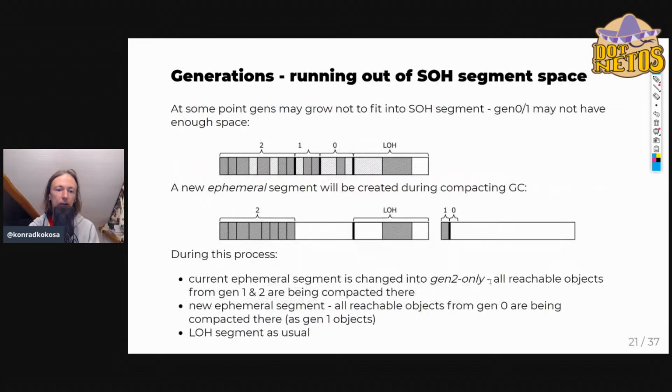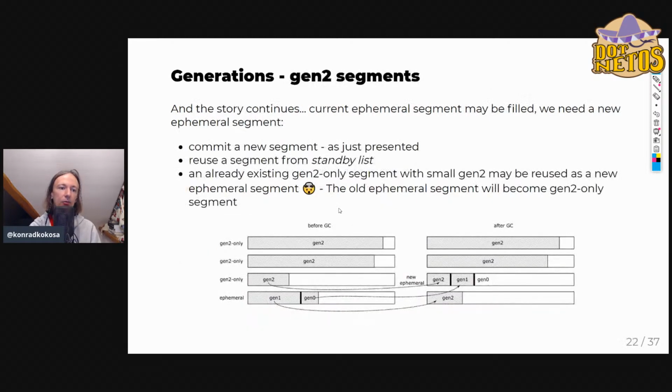Then we have a Gen1 segment created here, and obviously the story may continue and repeat. So after some time, this Gen2 segment may be filled with data, which will be still alive. So we will then need to create new Gen2 segments, and in the end we can have multiple Gen2 segments. And then all the time we will have this decision how to create a new ephemeral segment.